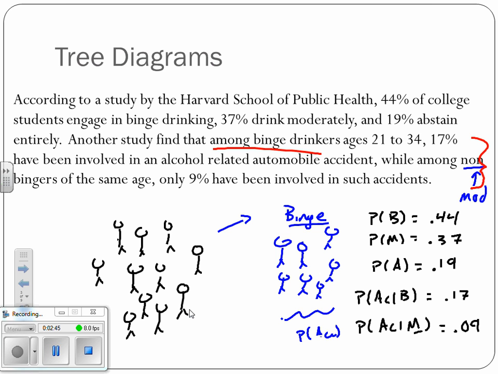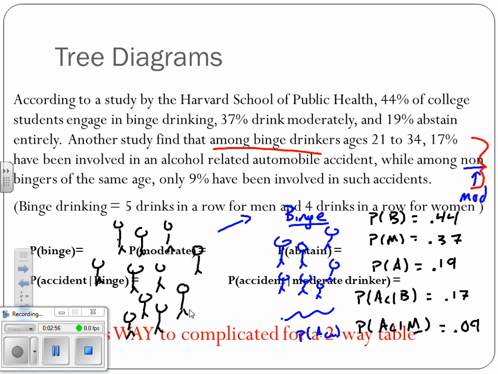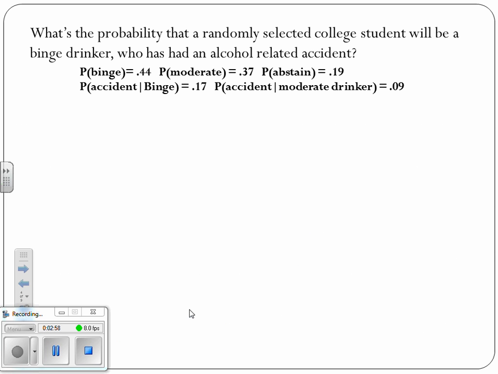So what we can see here with the conditionals getting thrown around, different than what we talked about previously, we're going to need something beyond just that two-way table. This is where a tree is going to help us out. So let's carry over our information from the previous page, right? Here's all our probabilities. And we're looking for what's the probability a randomly selected student will be a binge drinker if we know they've had an accident.